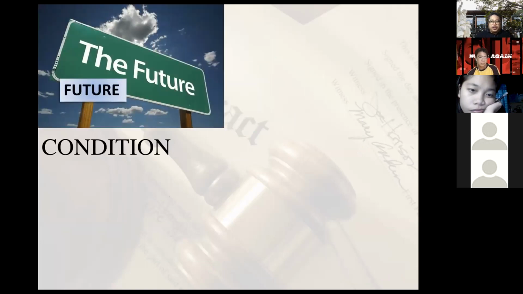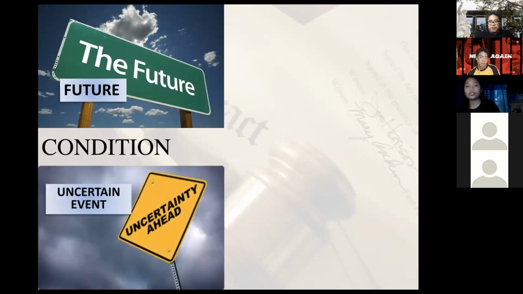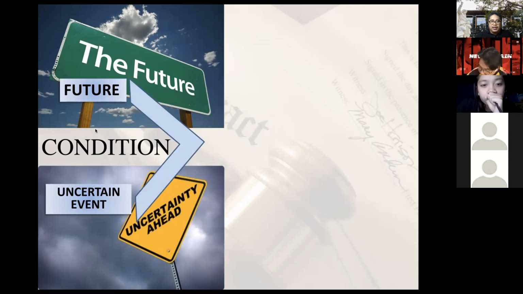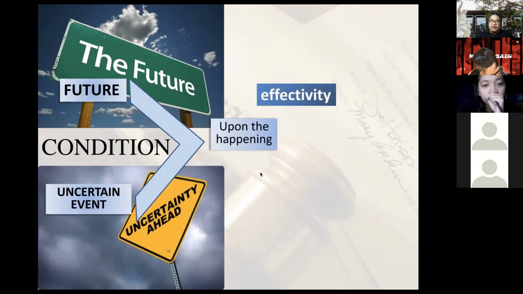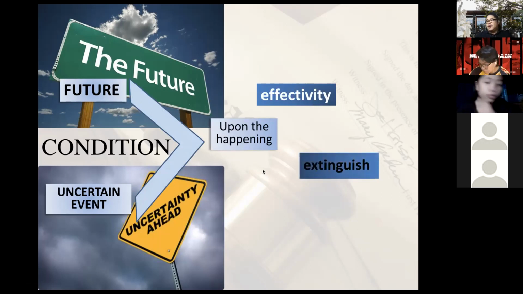Right? So what about when we're talking about condition? Condition naman niya is fewer. It's not pure, but it's a future and uncertain event. Meaning the two must coincide. It is a future and uncertain event of which its happening or upon its happening either creates what? An effectivity of an obligation or it extinguishes an obligation.